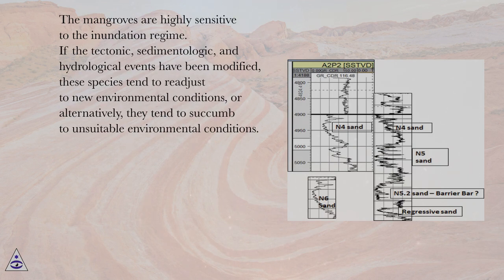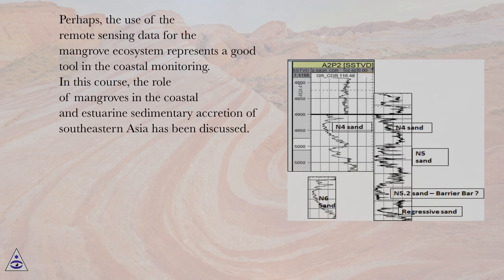If the tectonic, sedimentologic, and hydrological events have been modified, these species tend to readjust to new environmental conditions, or alternatively, they tend to succumb to unsuitable environmental conditions. Perhaps, the use of the remote sensing data for the mangrove ecosystem represents a good tool in the coastal monitoring.